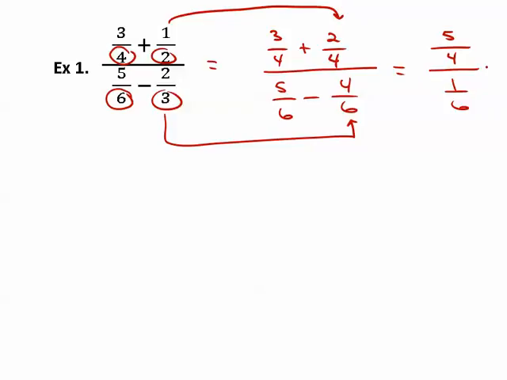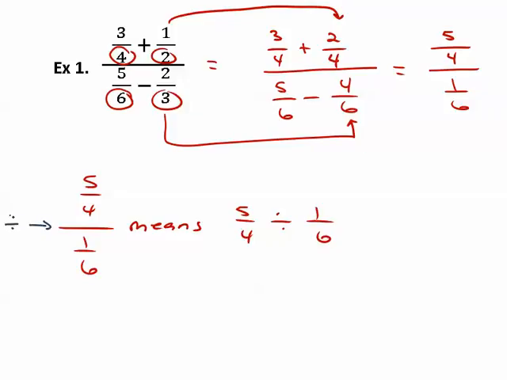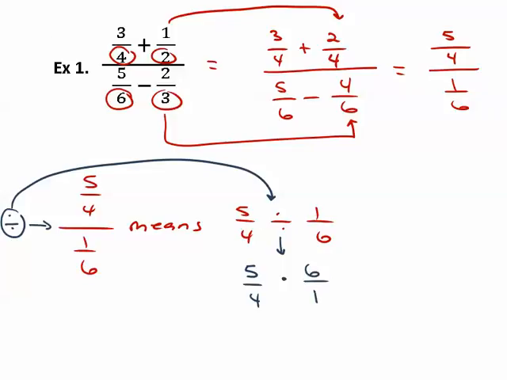So remember, a fraction bar means division. So 5/4 divided by 1/6. In other words, this fraction bar here just really means division. So we just rewrote it like this. This is where we keep, change, flip. That's how you divide fractions. You keep the first fraction, you change your division to multiplication, and then you flip the second fraction.